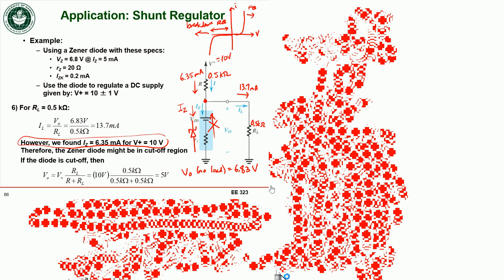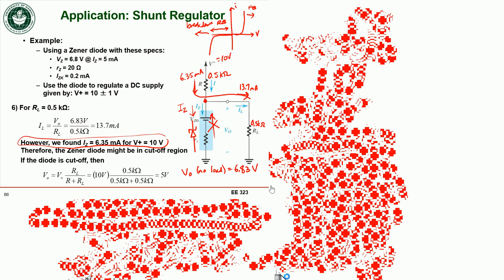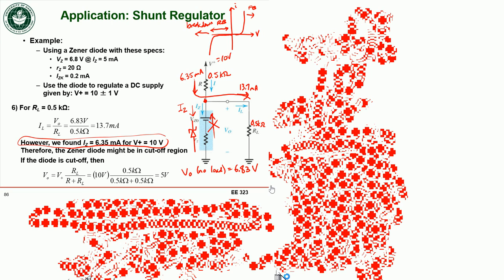Now the only current path is going to be through this resistor R and through the load resistor, because there's going to be no current through my Zener diode. So it's just a voltage divider to figure out what V0 is. The voltage that I'm interested in is the one across RL. So 10 volts, and then RL, which is half a kilo ohm, and the other R, which is also half a kilo ohm. So it's just half of 10 volts, and my output becomes 5 volts in this case.